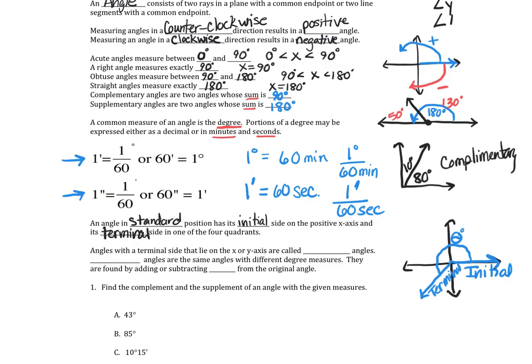Angles with a terminal side that lie on the x or y axis are called quadrant angles. So this would be like a 90-degree angle. If I want to draw a positive 90-degree angle, I start on my positive x-axis, and if it terminates here on the positive y-axis, this angle right here is 90 degrees, and it's a quadrant angle. So it ends on one of our quadrants.